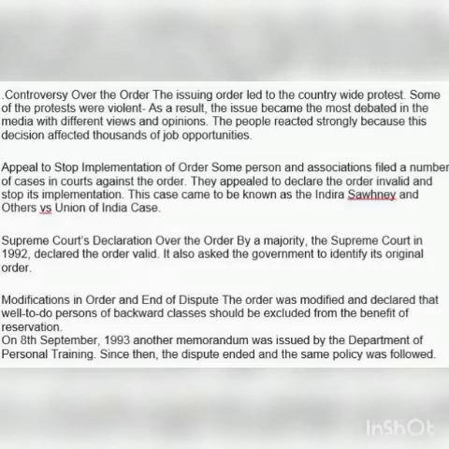Modifications in the order and end of dispute. The order was modified and declared that well-to-do persons of backward classes should be excluded from the benefit of reservation. On 8 September 1993, another memorandum was issued by the Department of Personnel and Training. Since then, the dispute ended and the same policy was followed.